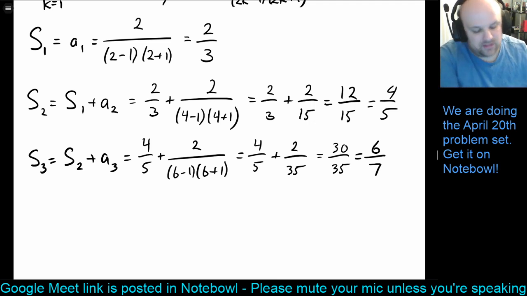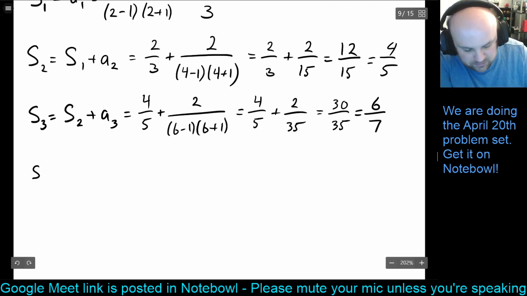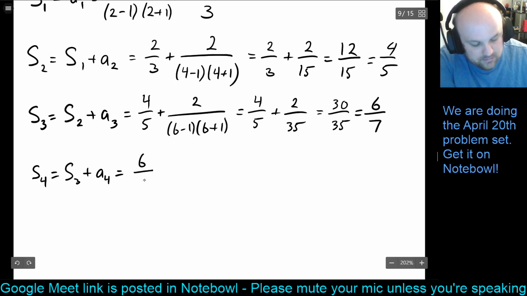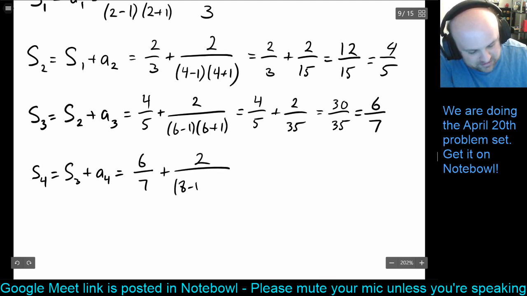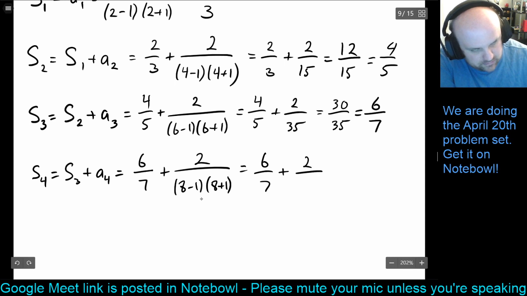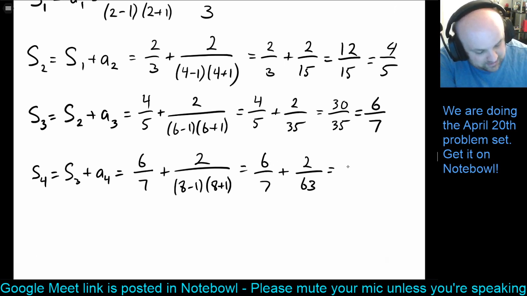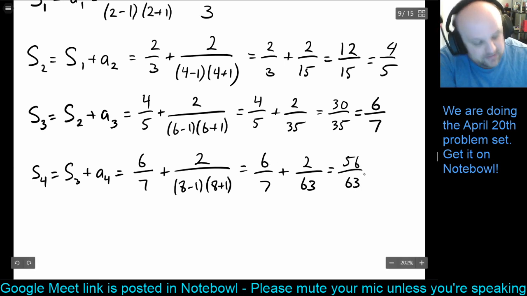All right. So I'm going to go ahead and compute S4 real quick. S4 is S3 plus a4. So that's 6 over 7 plus 2 over (8 minus 1)(8 plus 1). Here we're going to get 2 over 63. So this is going to be 56 over 63, which, if you simplify it, is exactly 8 over 9.